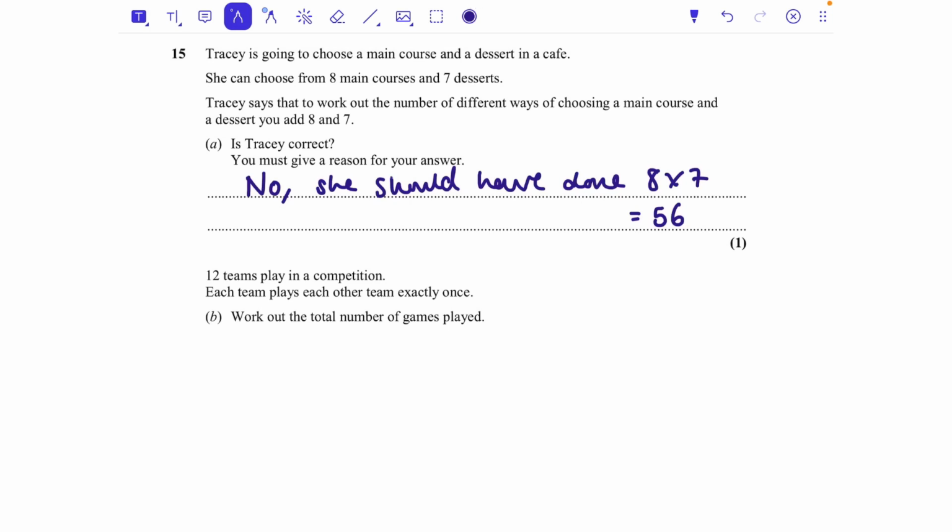Okay, then 12 teams play in a competition. Each team plays each other team exactly once. Work out the total number of games played. So you've got 12 teams all playing 11 other teams. So we're going to do 12 times 11.